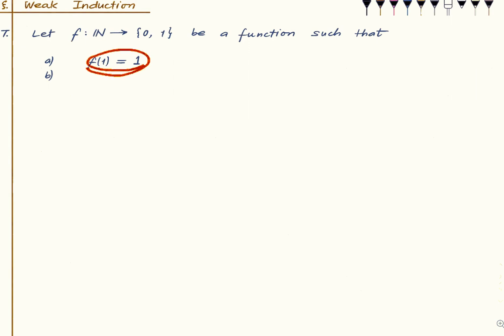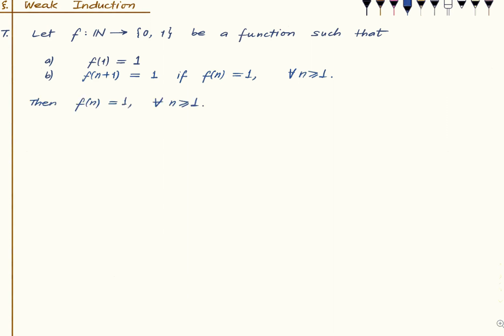Alright, so suppose f(1) equals 1, meaning the statement holds for n equals 1. And the second condition is that whenever f(n) is equal to 1, for some n given to be a positive integer, then f(n+1) is also 1. If this holds, then this holds. So that's the second condition that we insist is satisfied by the function f. Then f is the constant function 1. It doesn't take the value 0 at all.